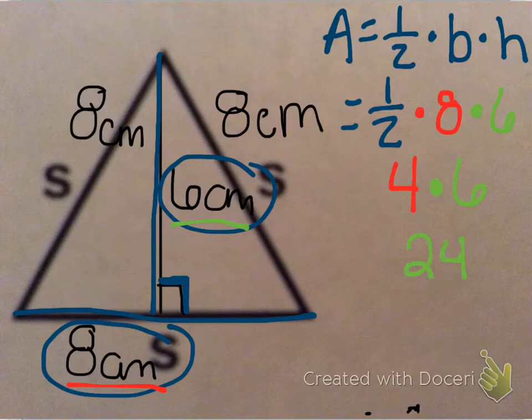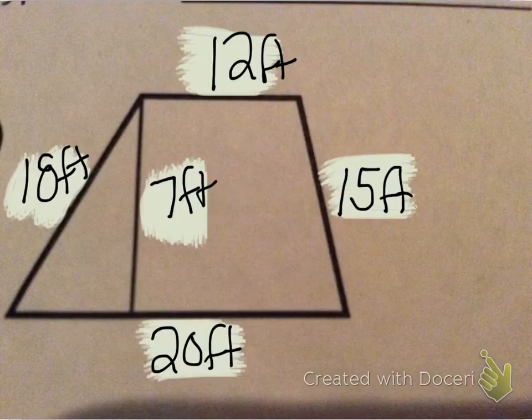So the area of this shape is 24, and we have to watch out for our label there, 24 centimeters squared, because we multiplied centimeters by centimeters, and our exponents still work on our labels. So we took our base and our height, which met at a 90-degree angle, and we did 1/2 times base times height, and we got our answer of 24. On to the next shape.